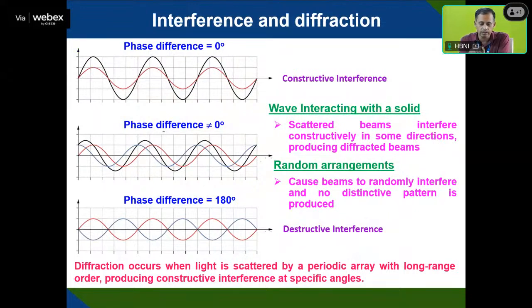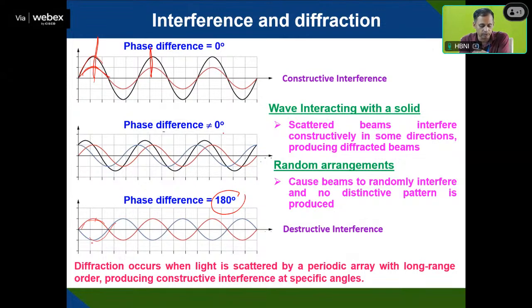If you see the interference and diffraction, this red line is one wave and the black is another wave. You can see here they show constructive interference. That means the scattered wave beams interfere constructively in some direction, so your overall intensity will increase because of these two waves. They are in constructive interference where the phase difference is 0 degrees. If the phase difference is 180 degrees, you can see the red line and the blue wave cancel out each other. So that means it's a completely destructive interference.